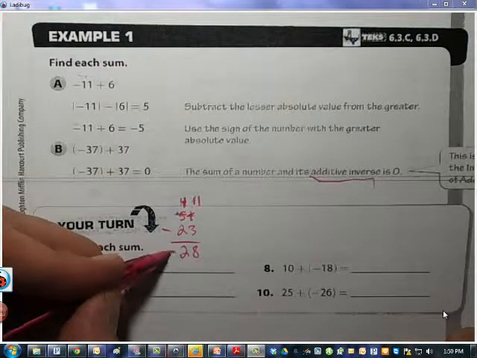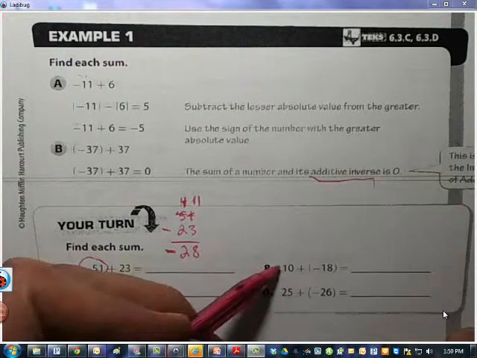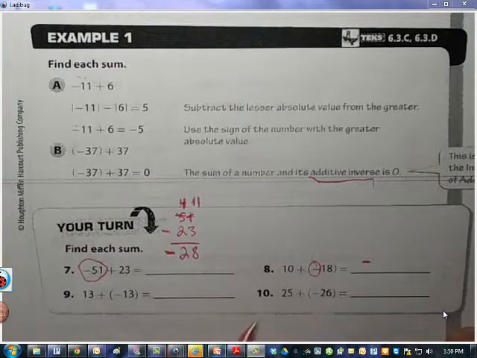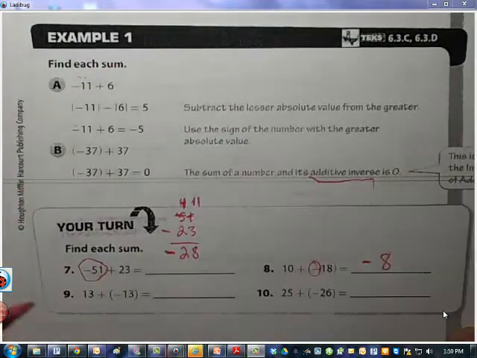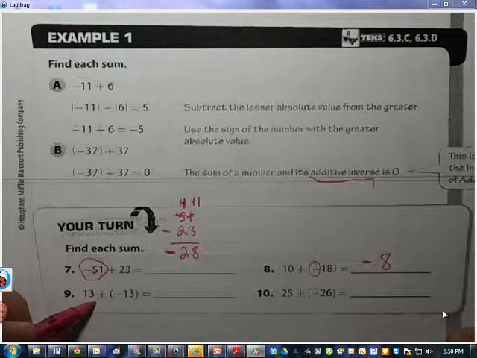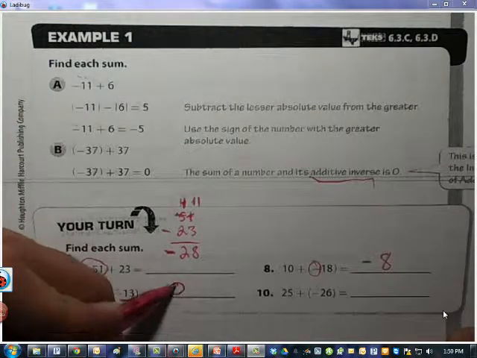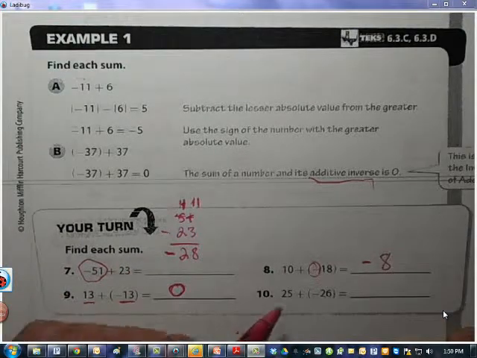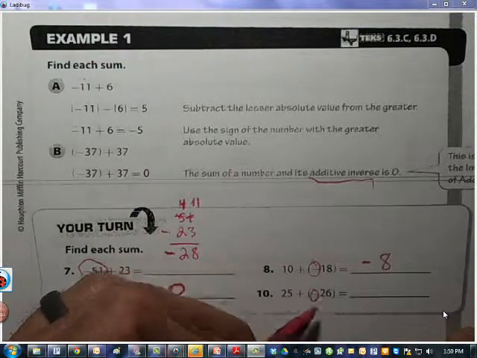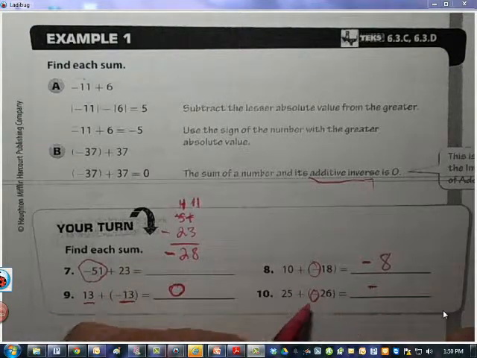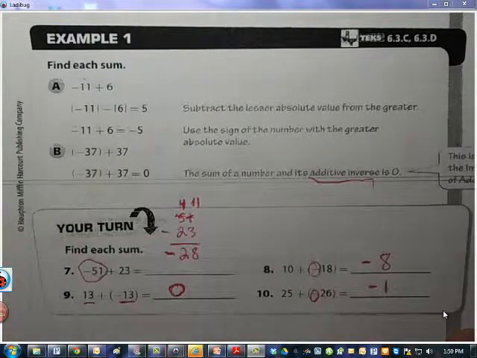Our answer is negative. All right, on 8, the bigger sign is negative. So our answer will be negative. And the difference between 18 and 10 is 8. On 9, they're additive inverses. So they're just the inverse of each other, so that will always equal 0. And on 10, the negative sign is on the number that's bigger. So the answer's got to be negative. And the difference between 26 and 25 is just 1. And there you have it.